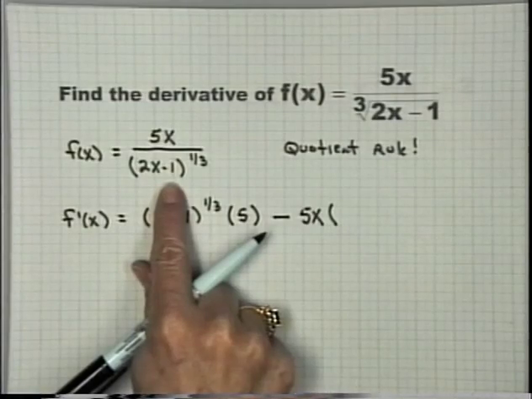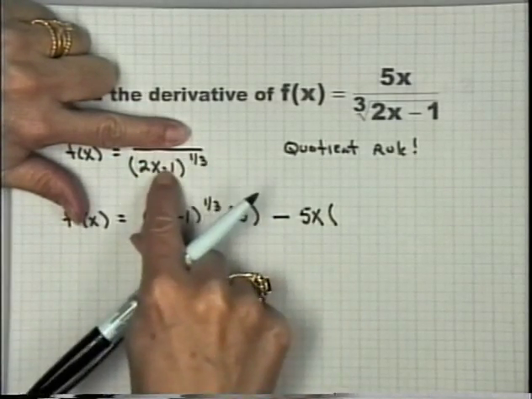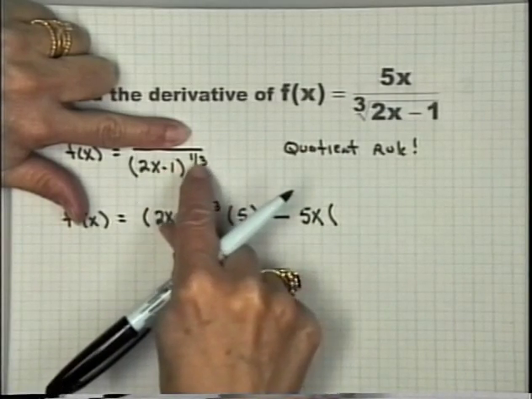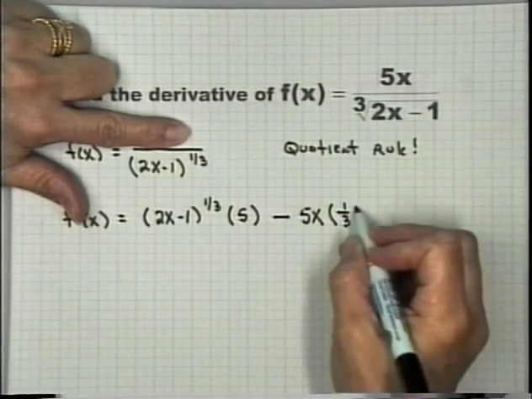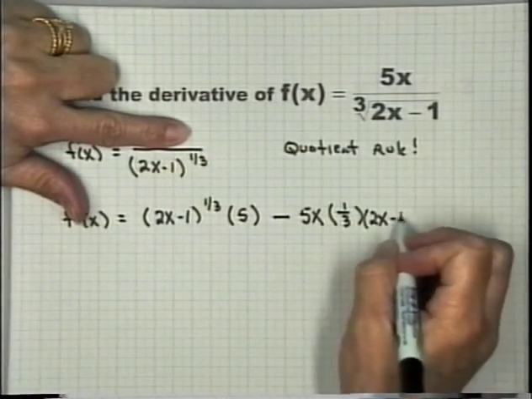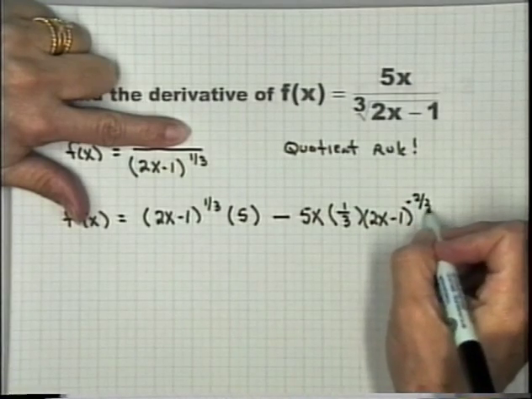Now here is where it gets complicated, because when you look at this denominator, notice it's one of those complicated power forms. So to get the derivative of the denominator, we'll bring the 1/3 down. Then we will write the 2x minus 1, subtract 1 from this exponent gives us negative 2/3.